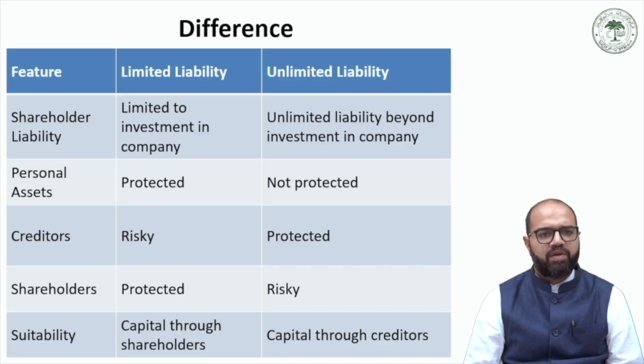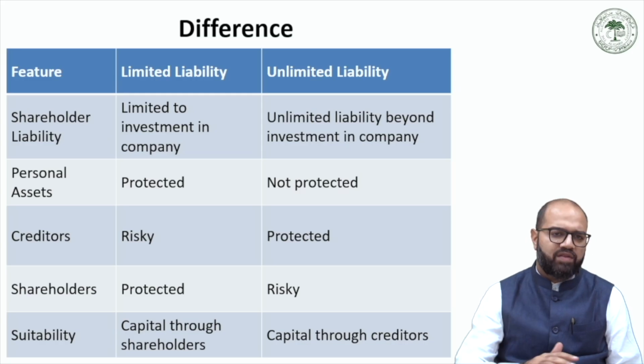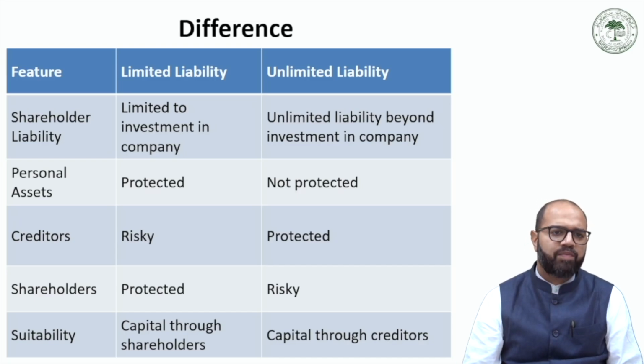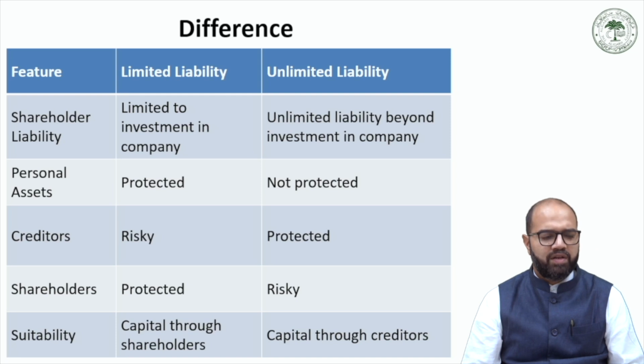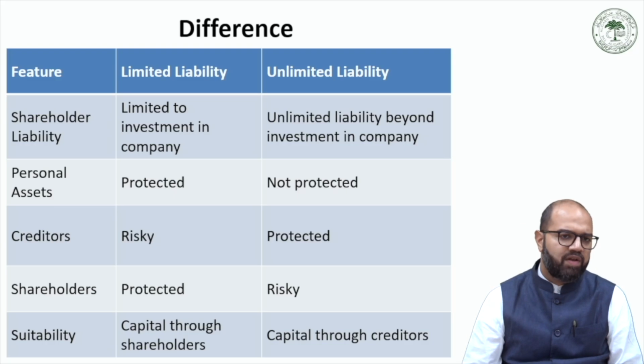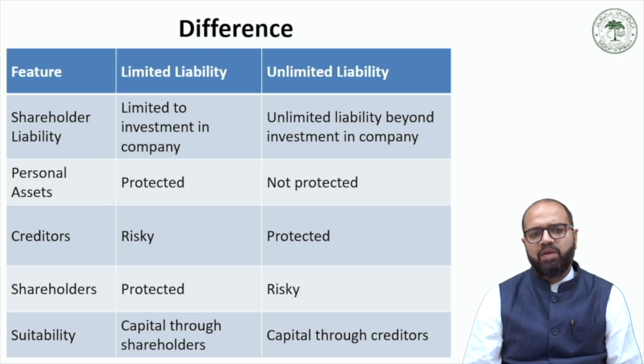Then moving on to the difference between limited liability companies and unlimited liability companies, just to briefly summarize them. In a limited liability company the shareholder liability is limited, whereas in case of an unlimited liability company, it is unlimited and beyond their investment in the company. The personal assets of the shareholders remain protected in a limited liability company, whereas they are exposed to heightened risk in case of unlimited liability companies. So for limited liability companies, creditors are more at risk and they feel more protected in case of an unlimited liability company. Whereas for the shareholders, it is the other way around. They feel more protected in a limited liability company than in an unlimited liability company where they have more risk.